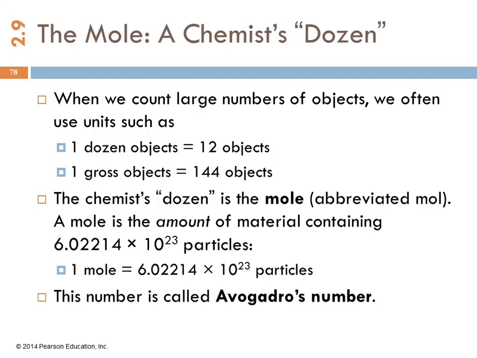When we're counting large numbers of objects, we often use some units that specify a number of things. A dozen objects is 12 objects. A dozen always means 12, whether you're talking about donuts or people or photocopies. It's a dozen is 12, right? And there's another unit like that, which you may or may not be familiar with, gross. A gross is a dozen dozen, which means 144.